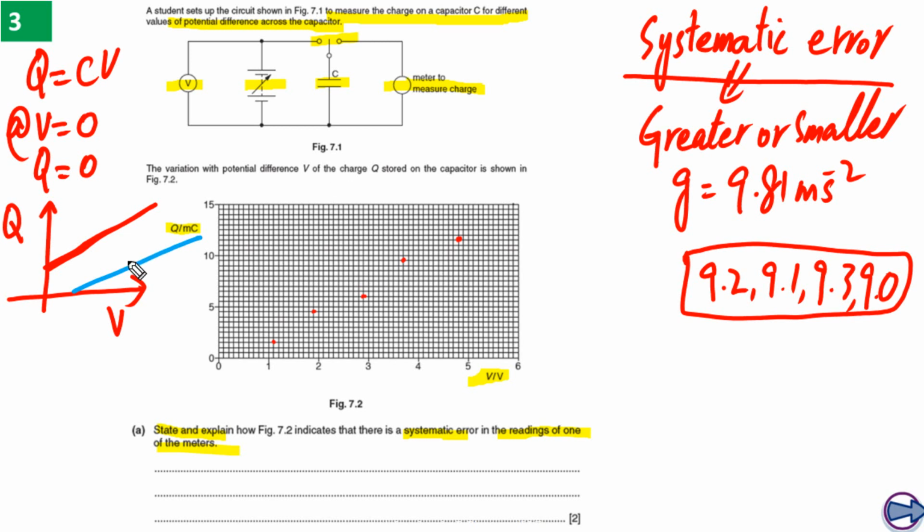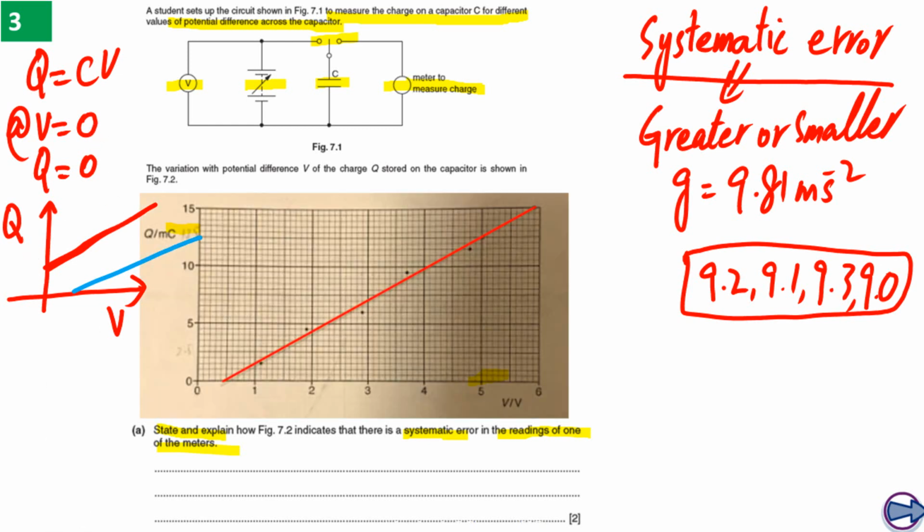Is the systematic error in potential difference, or is the systematic error in charge? First of all, let's try to draw the best fit line. So here is how we have drawn the best fit line. You can see here, when Q is equal to 0, V is not equal to 0. It means that there is systematic error in potential difference because this line is not passing through the origin. So this is our reasoning, and this is what we have found, the systematic error.